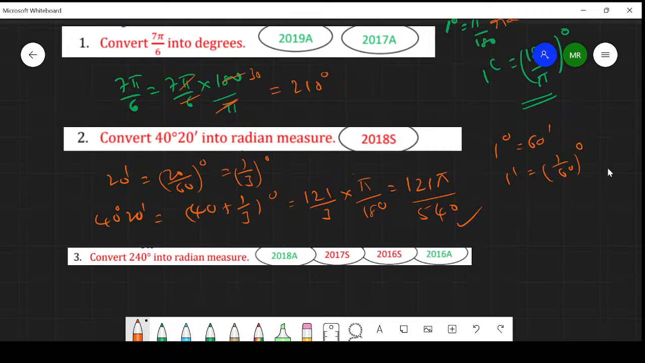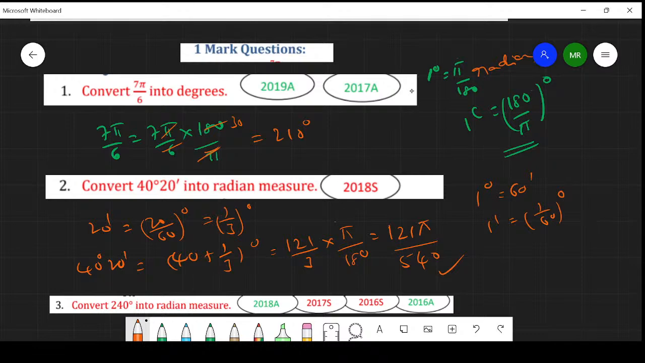To convert radians into degrees or degrees into radians, always remember these two formulas: 1 degree equals pi by 180 radians, or 1 radian equals 180 by pi degrees. That formula you should always remember.